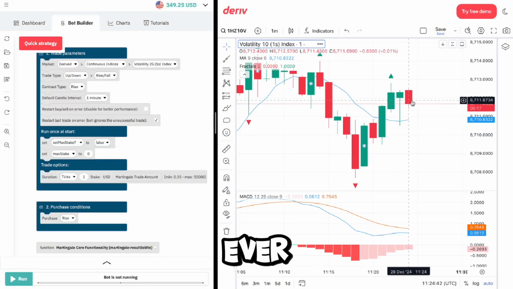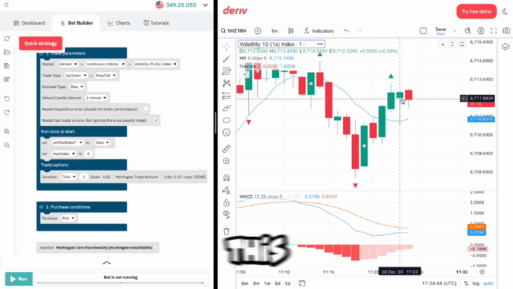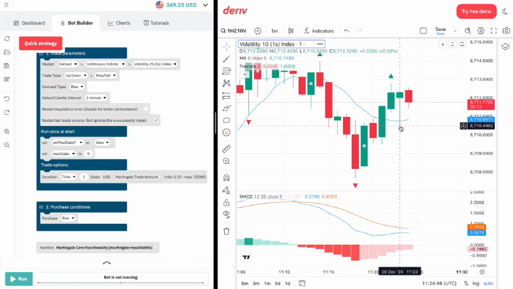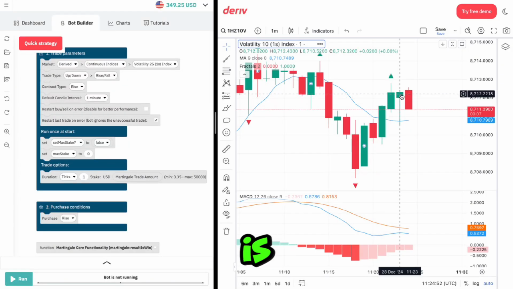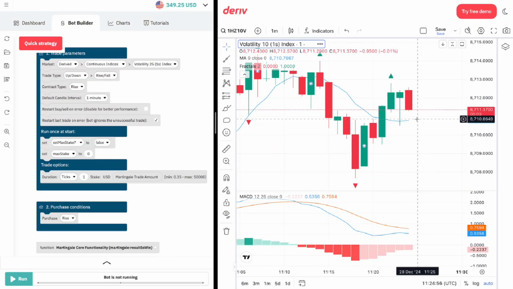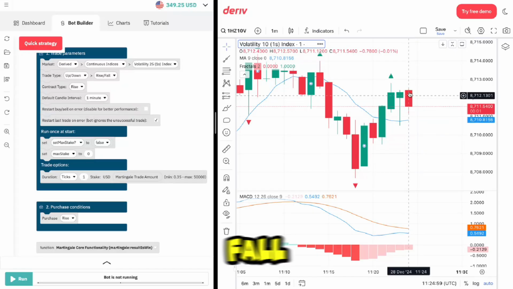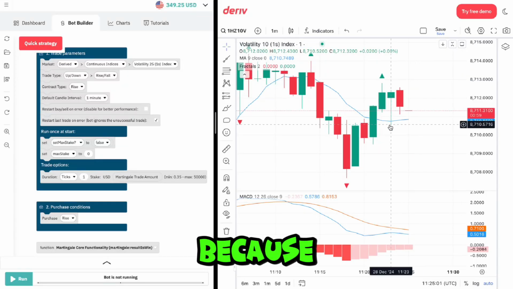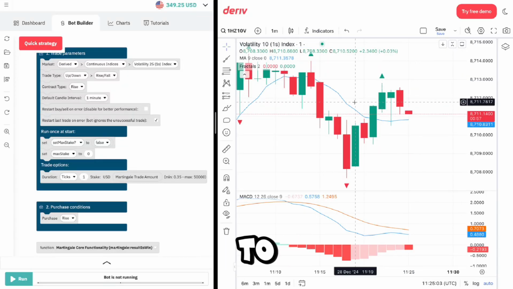Like if you ever see these candles, this means it started here. It went up to here, but the body is this small. The highest likelihood is you're gonna see the retest. You're gonna see the fall because it means sellers are coming into that market.